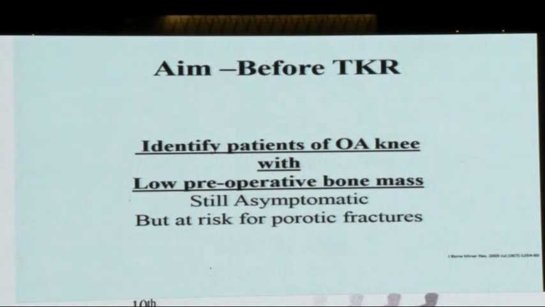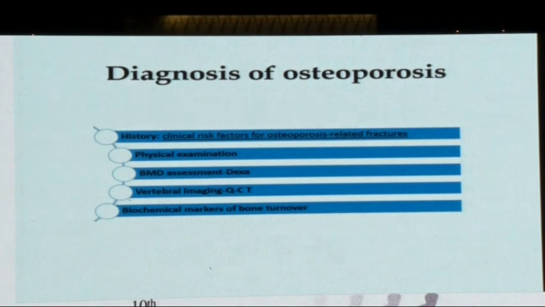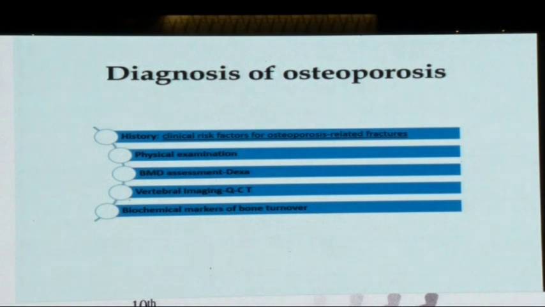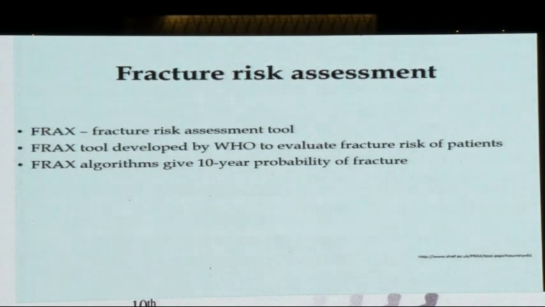Aim of this presentation is that we should ponder before TKR, identify patients of osteoarthritis with low preoperative bone mass. The diagnosis in each patient of osteoarthritis, I very strongly feel that this also should be one of the parameters before undertaking knee joint replacement, in which vertebral imaging and biochemical markers become important.